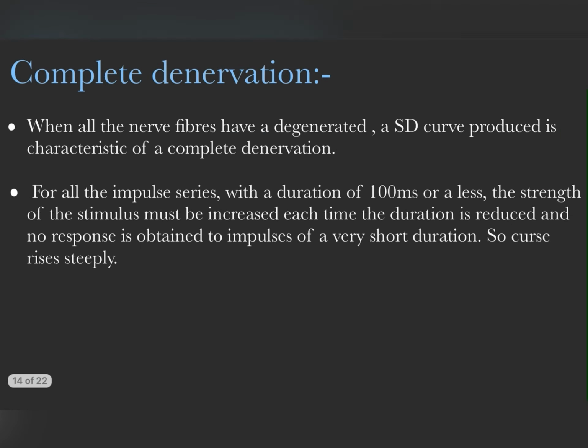Complete denervation. When all the nerve fibers have degenerated, an SD curve is produced that is characteristic of complete denervation. For all the impulses with a duration of 100 millisecond or less, the strength of the stimulus must be increased each time the duration is reduced, and no response is obtained to impulses of very short duration, so the curve rises steeply.